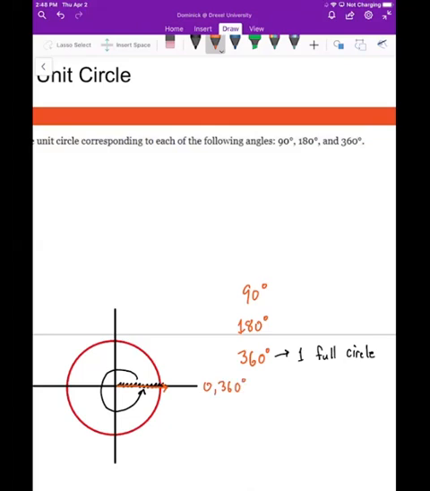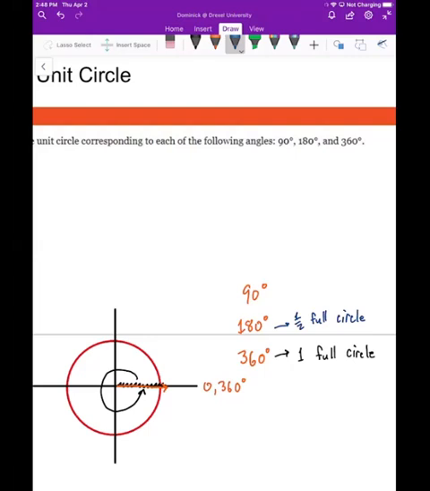Now the difference is that if you didn't move, if you just stayed there, that's 0 degrees. If you go one full rotation around, that would be 360 degrees. Now, if 360 is one full rotation, 180 is 1/2 of 360, so this is 1/2 of a full circle.